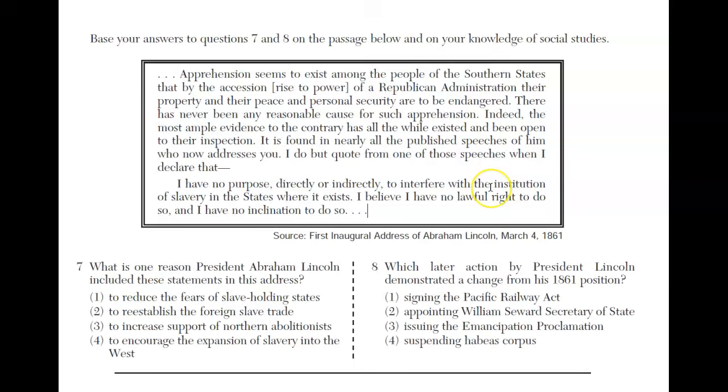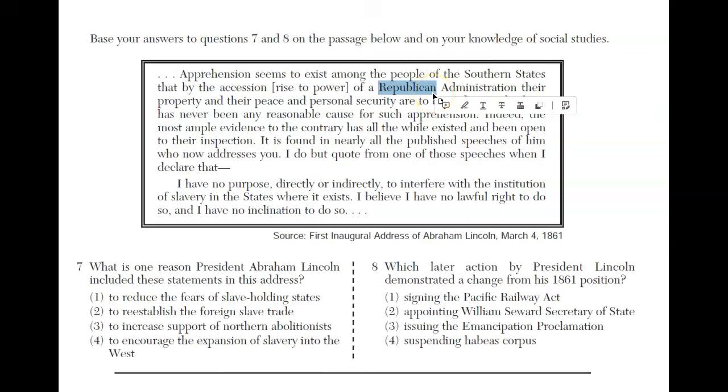Okay, so let's take it apart again. Apprehension. Here, this word in this context means worry. Worry seems to exist among the people of the southern states that by the rise to power of a Republican administration, their property and peace and personal security are to be endangered. Remember, Lincoln is the first Republican president.